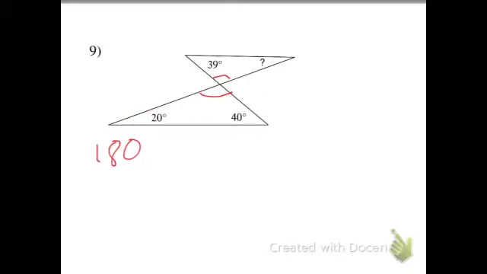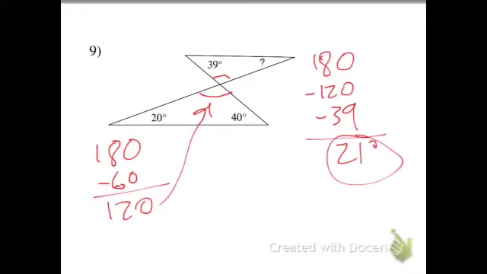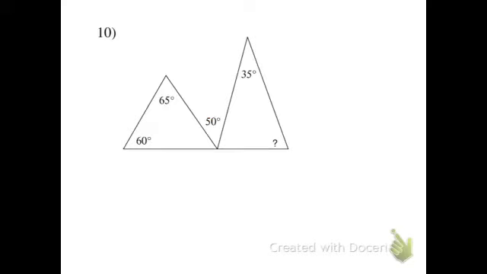20 plus 40 adds up to be 60, so really you can take 180 and minus the 60. That'll give you 120. That is that angle, which is the same as the angle above it. And so to get this angle, we just need to take 180 minus that 120 angle and minus the 39 angle. That's going to give you 21, I believe. Yes, 21. And so that's going to be our final answer there. That's our question mark.